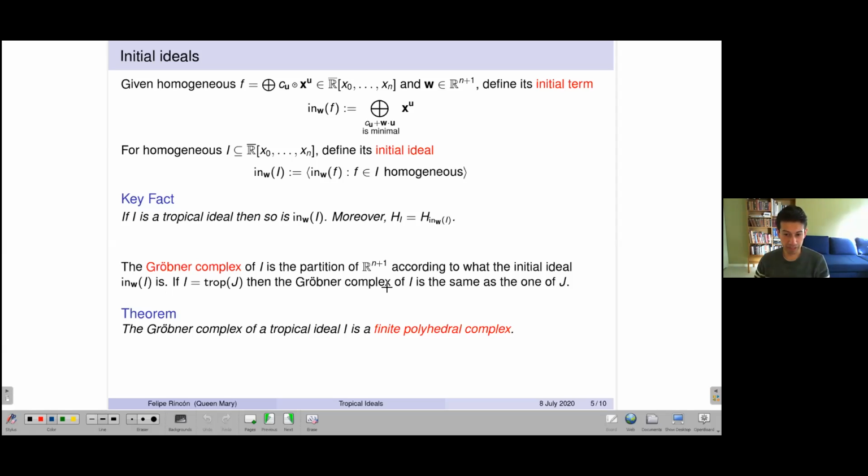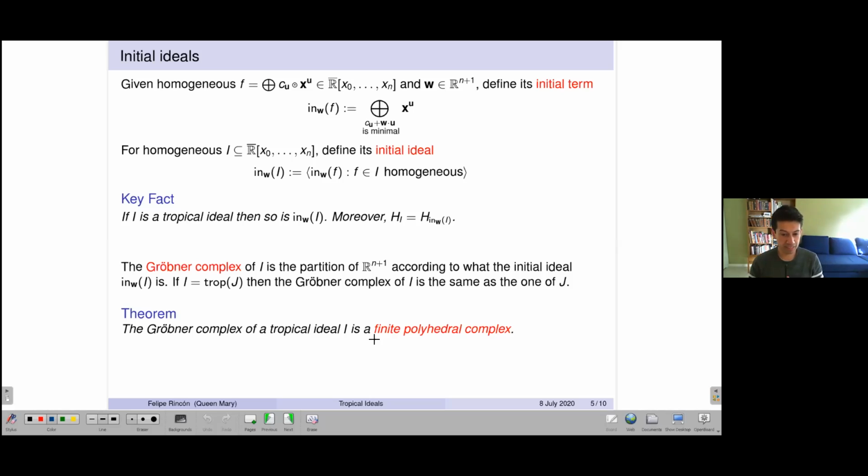This is mimicking the definition we have classically, and in fact, if you take a tropical ideal that's the tropicalization of a classical ideal, then this way of defining the Grobner complex for I gives you the same polyhedral complex as the Grobner complex for J, as you defined it classically. We can also prove using these ideas that even for non-realizable tropical ideals, the Grobner complex is always a finite polyhedral complex, okay? So you're always going to have only finitely many possible initial ideals, and they fit nicely in a polyhedral complex that we call the Grobner complex.